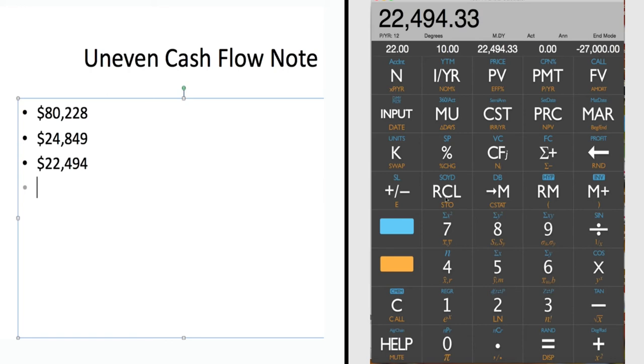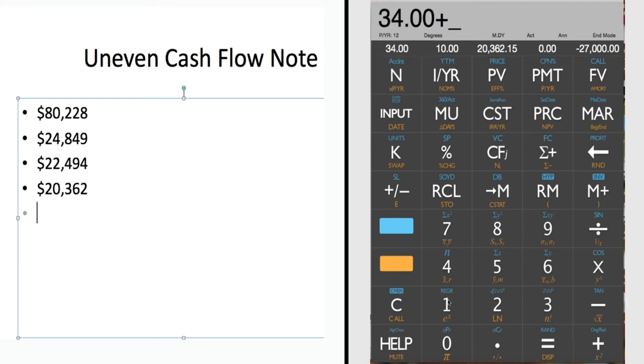Okay, next one. Recall n plus 12 equals 34. What can I pay for that one? 23,362. And one more time. Oops, recall that plus 12 equals 46. 46 months from now, I get another one. I can pay 18,432 for that one.